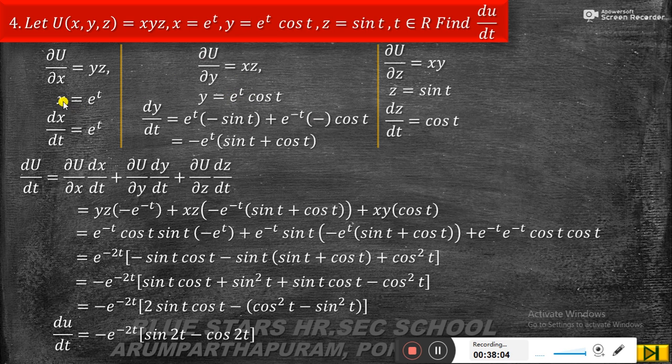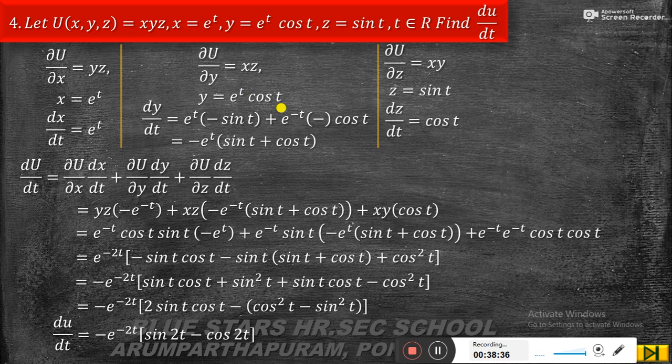Next, the fourth problem: here x equals e^(-t). So dx/dt equals minus e^(-t). Here e^(-t) has a power, so first I differentiate e^(-t), which gives e^(-t), and then differentiate the power. The derivative of minus t is minus 1. So the answer is minus e^(-t).